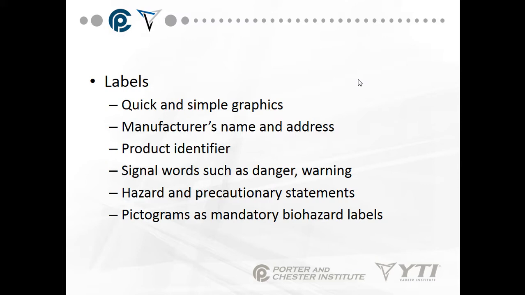The labels must be quick and have simple graphics so you can see what's there. The manufacturer's name and address must be easily identified. It must have a product identifier. Single words such as danger or warning must be on the label if needed. Hazard and precautionary statements and pictograms are mandatory, as are biohazard labels.